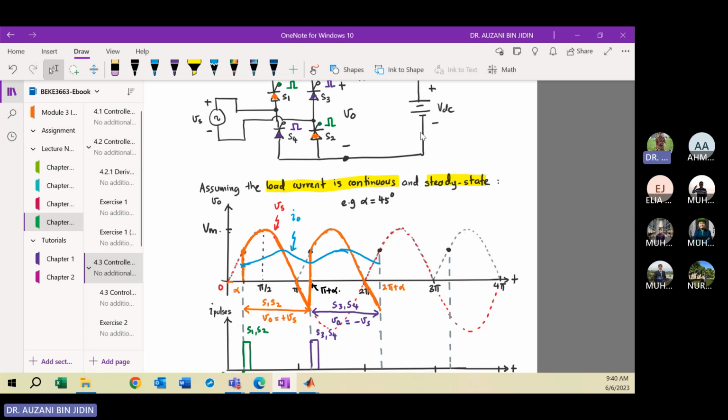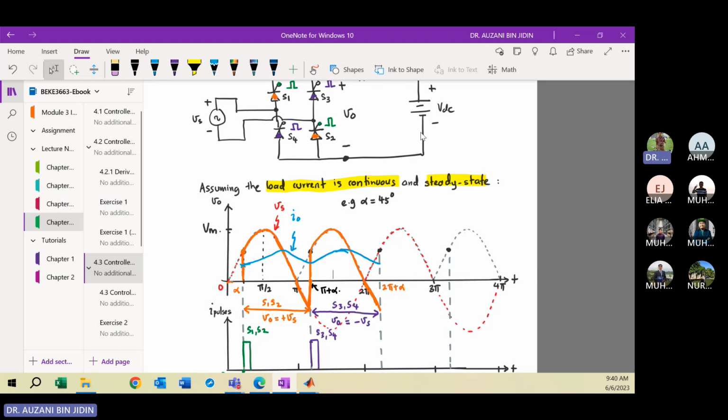So in this case your current will be continuous. It's continuous, meaning your current is not reduced to 0. It does not climb down to 0 and then suddenly climb positive again. That one is discontinuous. In this case, when you put in the inductor, your current is always positive and continuous.